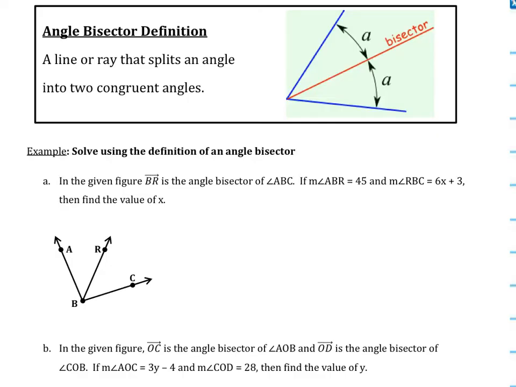So an angle bisector, as a reminder, is a line or ray that splits an angle into two congruent angles. Congruent is the big thing here. If we were to label congruent on this figure, we would simply put a tick mark on each angle arc to indicate that they're congruent. And remember, if they're congruent, that means their measures are equal. So figures are congruent, measurements are equal. Let's take a look at this in the context of a couple of problems.